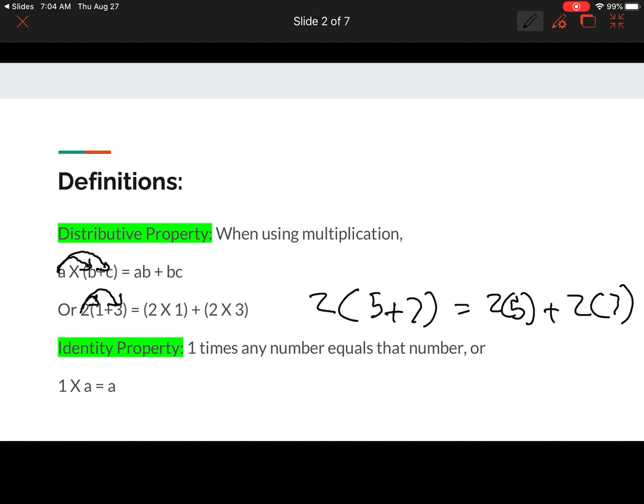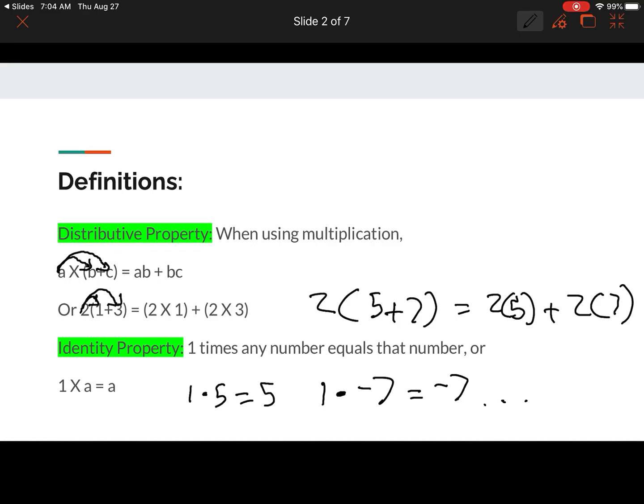Awesome. And then the identity property. So for the identity property, 1 times any number equals that number, or 1 times a is always equal to a. This is probably pretty familiar to you guys because you've always seen that 1 times any number equals that number, like 1 times 5 is equal to 5, 1 times negative 7 is equal to negative 7, and so on and so forth. There's plenty of examples for that one.